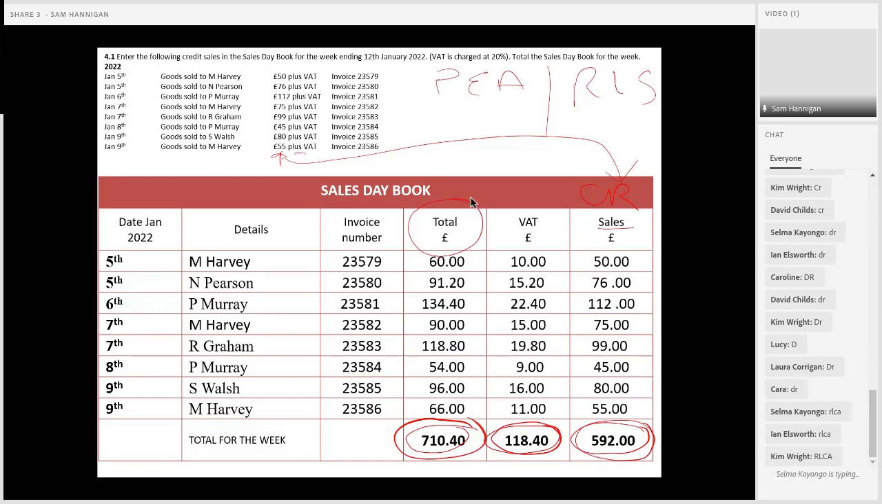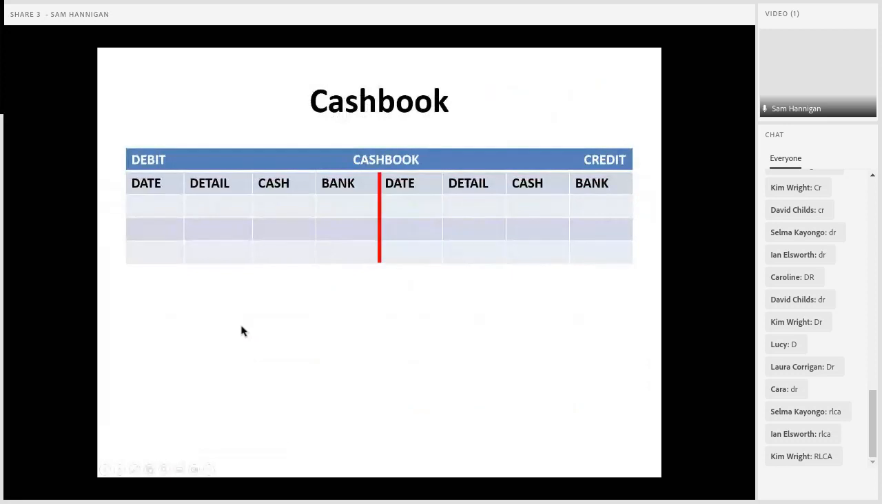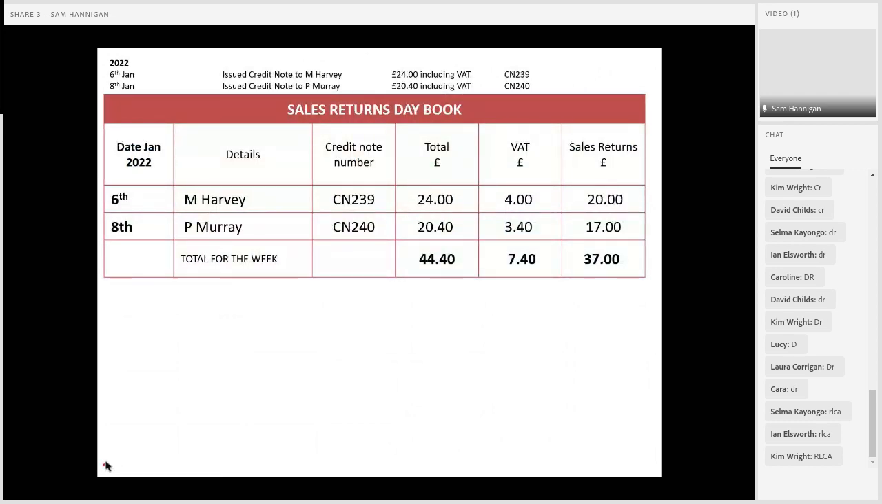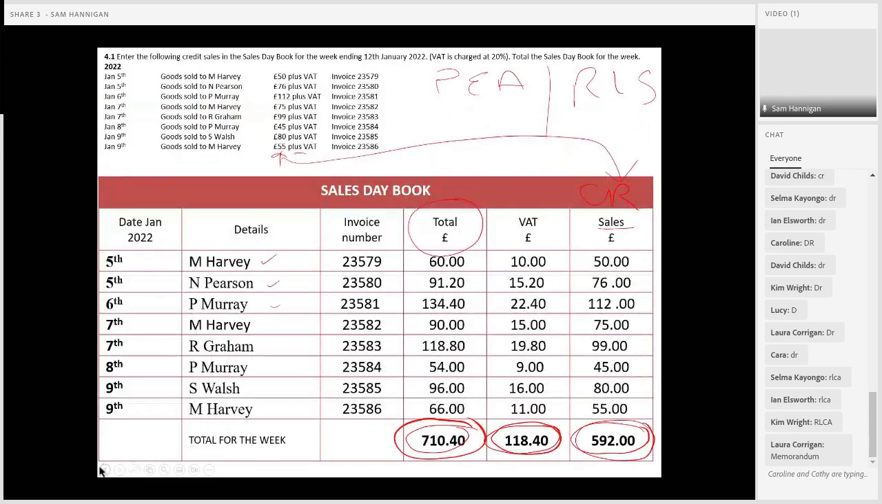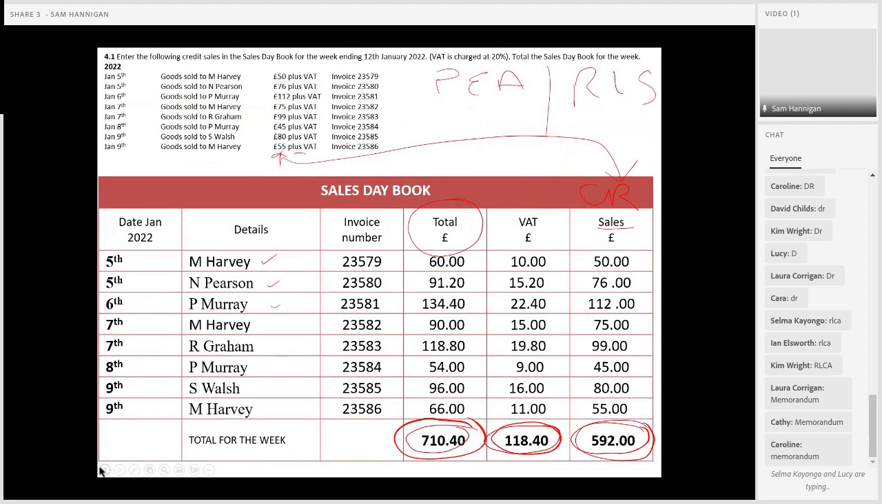Receivables ledger control account. Yep, perfect. So it used to be sales ledger control account. Now they've changed it to receivables ledger control account. So that's fantastic. Based on these accounts, Harvey, Pearson, etc., what are they called? I called them subsidiary accounts last week, but then Alan corrected me and called it something else. What are they called? Memorandum accounts.